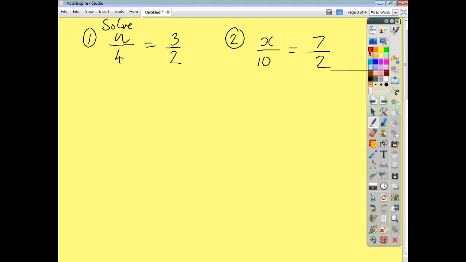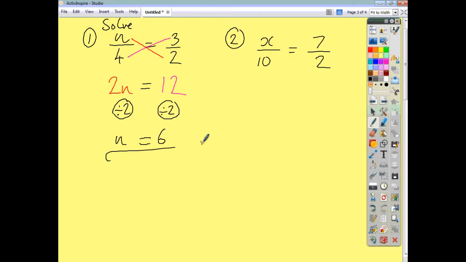Now, using cross multiplication, u times 2 is 2u. 3 times 4 is 12. And we know that the diagonals have to be equal to one another. So this then gets everything onto one level. No fractions, nothing complex. Divide both sides by 2. What you do to one side, do the same to the other, and you get your solution. u is equal to 6.